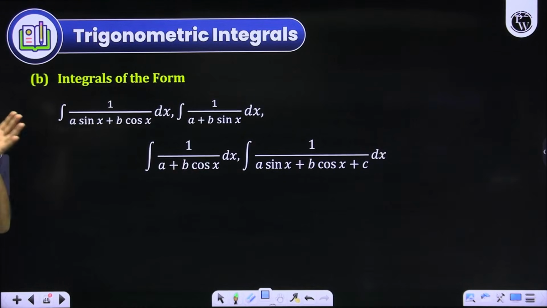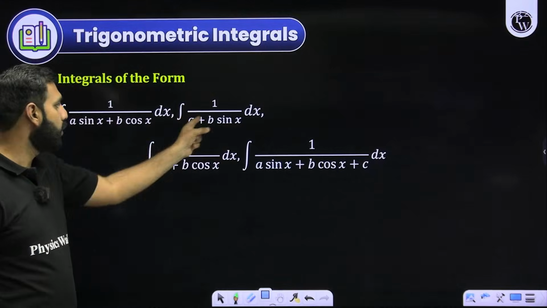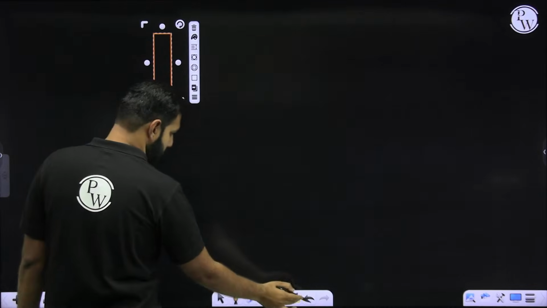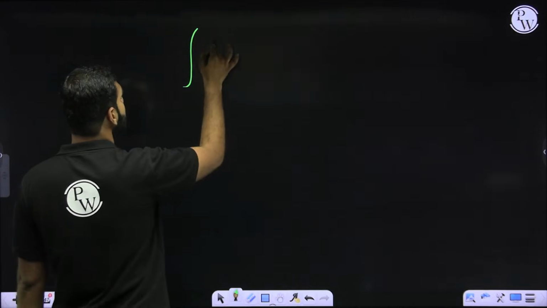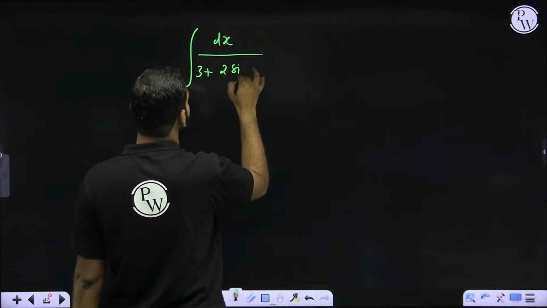Let me take an example, any of these examples. Let's say this one I will take to keep it simple: 1 upon a plus b sin x. Okay, so we have this integration. Give me a second, students. Integration of 1 upon a plus b sin x. Let's say 3 plus 2 sin x. Now, how do we do it?